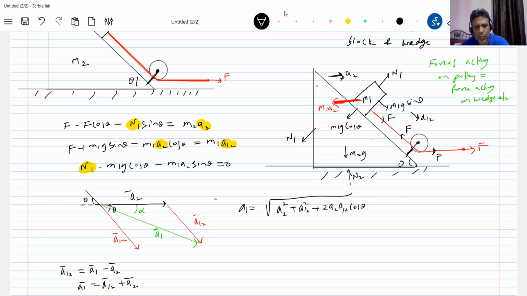Got this? So according to the physical diagram, how it actually is on the ground, can we show the acceleration of the block and wedge? This last diagram will really help you, like this M1, M2, the shape.